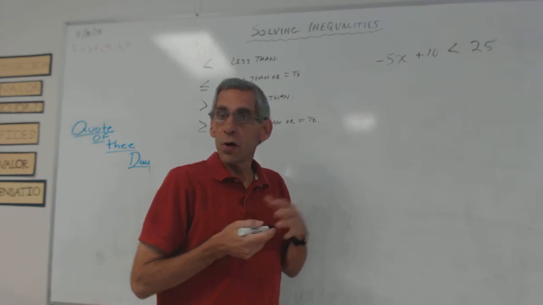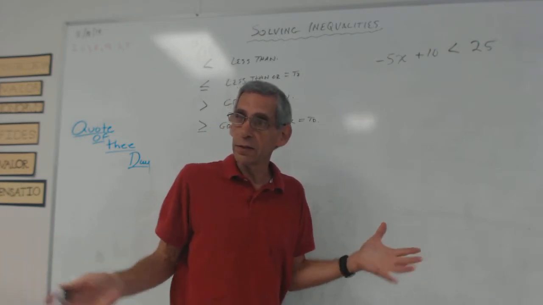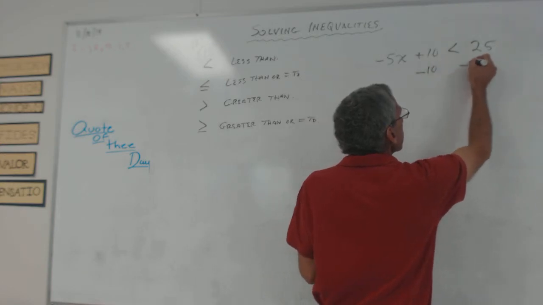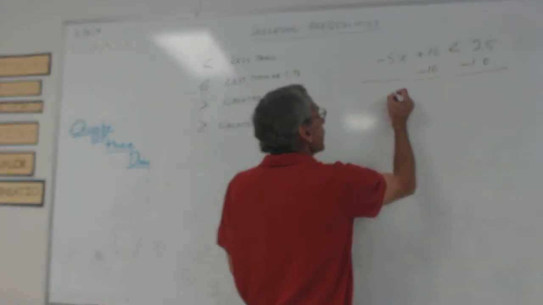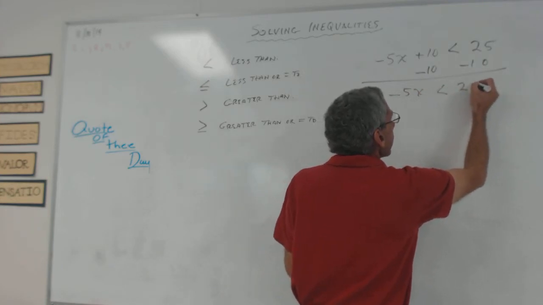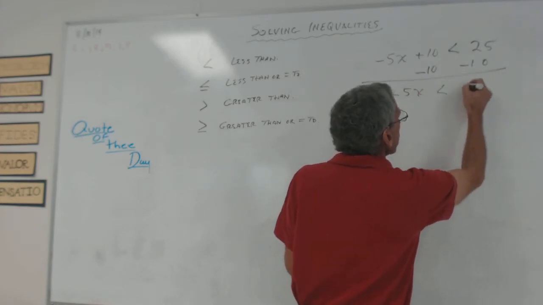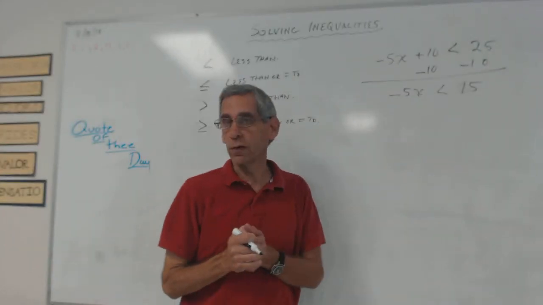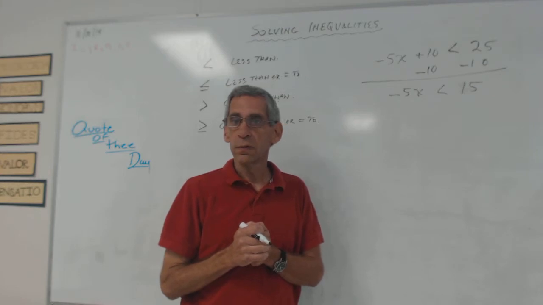Okay? So we're going to solve it just like an equation. Here we go. We're going to subtract 10, right? You guys with me? Yeah. Subtract 10. I've got negative 5x is less than 25. I mean, excuse me, 15. Thank you. Negative 5x is less than 15. Now what do I do? You have to divide by negative 5.